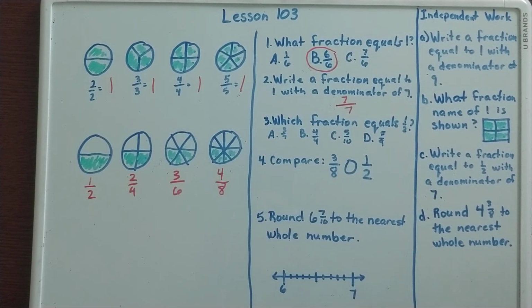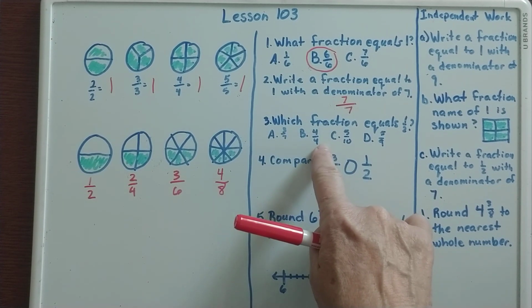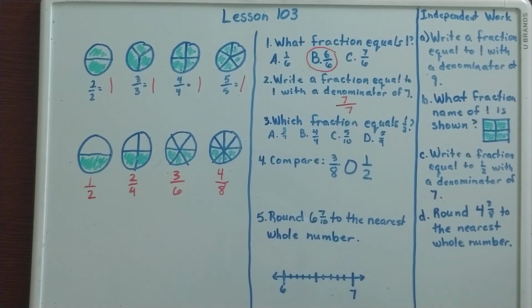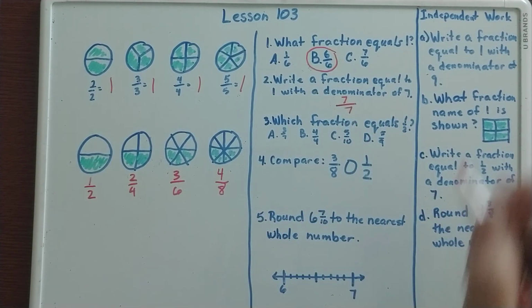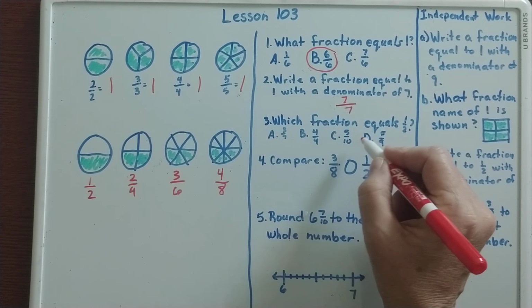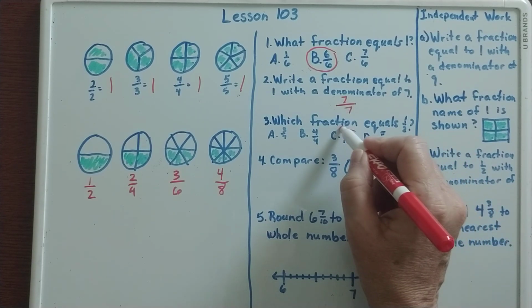With that in mind, number 3, which fraction equals 1 half? Would it be 3 sevenths, 4 fourths, 5 tenths, or 5 ninths? Well, we know that 5 is exactly half of 10, so it would be C.